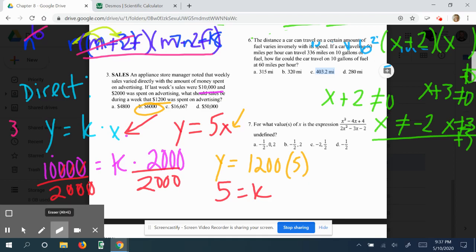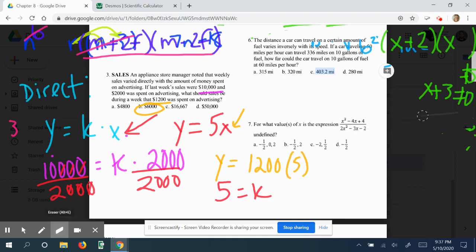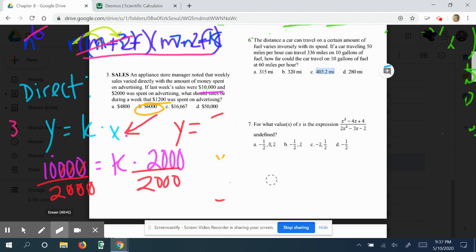Number 6. The distance a car can travel on a certain amount of fuel varies inversely with its speed. If a car traveling 50 miles per hour can travel 336 miles on 10 gallons of fuel, how far could a car travel on 10 gallons of fuel going 60 miles an hour? We notice that the 10 gallons and 10 gallons are the same, so that's almost not important. But what is important is 50 and 336, and 60 miles per hour and the other distance.